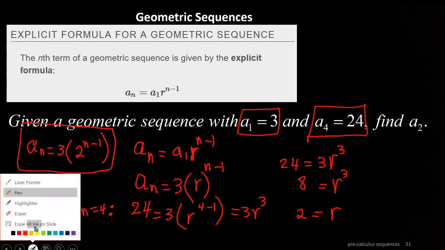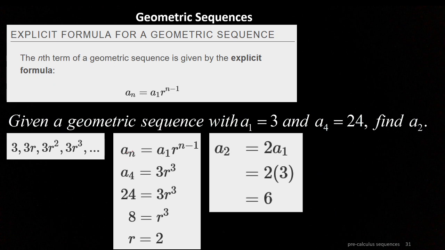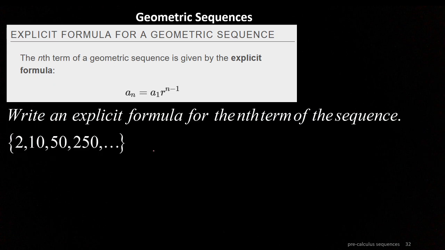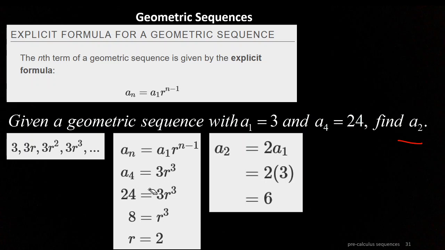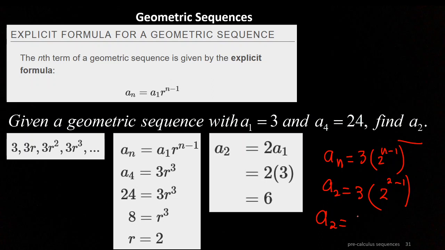All right, so let me show you the answer. We didn't find A2. We found the formula, but let me show you the answer. So once we have the formula, 3 times 2 to n minus 1, we can find a sub 2, which is 3 times 2 to 2 minus 1. So A2 is 6, right? All right.